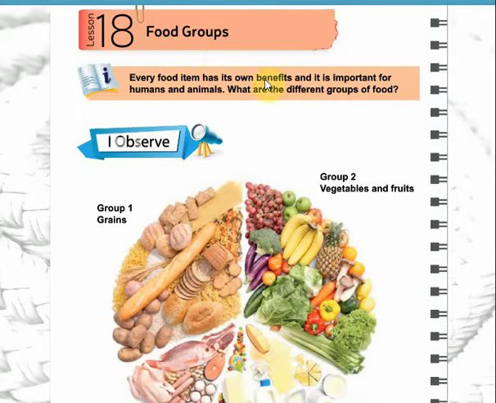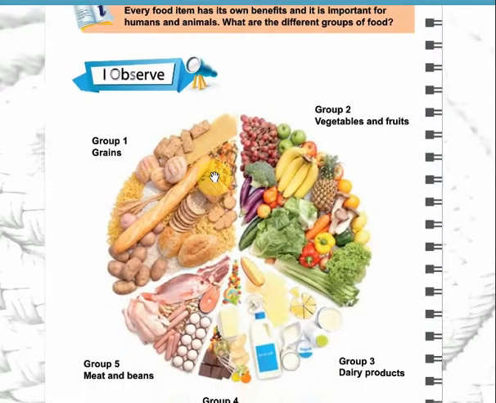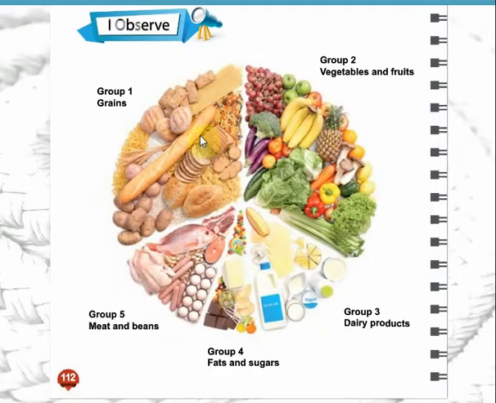Our third lesson is about food groups. Okay? In this lesson, we are going to recognize these groups. Group 1 contains grains. Group 2, we have vegetables and fruits. In Group 3, we have dairy products. Group 4 contains fats and sugars. And finally, Group 5 contains meat and beans.